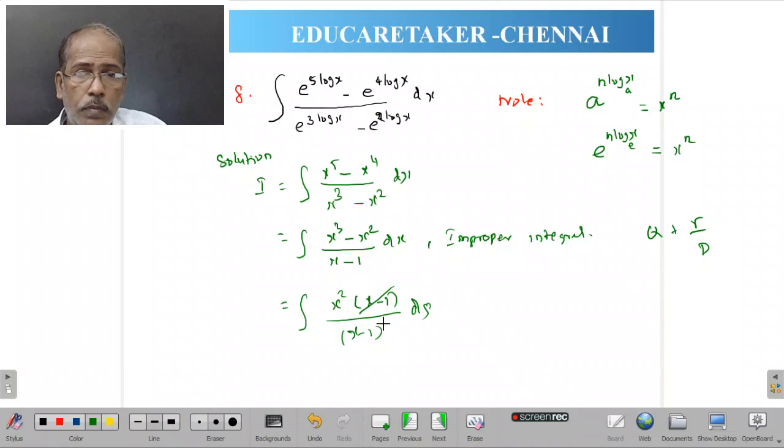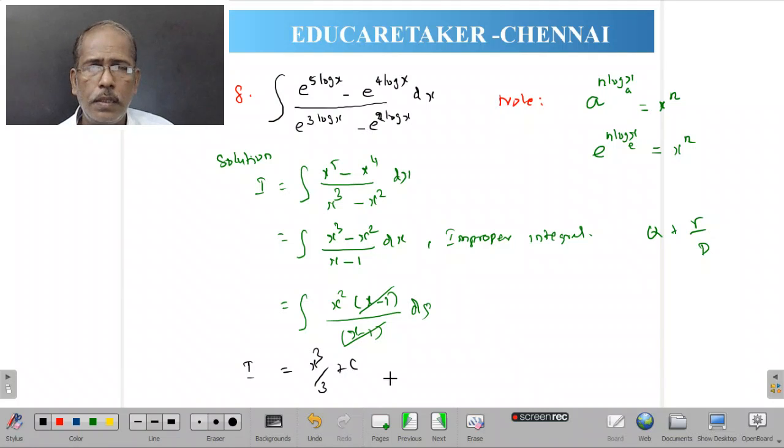Now we can write its lowest term after cancelling the common factor between numerator and denominator. Now what is the factor left? Only x square factor is left, x square dx. So we can have our final answer x cube over 3 with an arbitrary constant known as the integral constant. So this is the final answer, and copy it. Okay, then we'll move to the next question, question number 9.